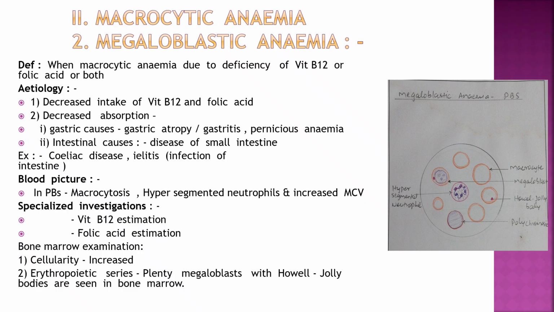Special investigations can be serum vitamin B12 or serum folic acid, or bone marrow examination. In that you can see increased cellularity because of the increased RBC production, and many megaloblasts with Howell-Jolly bodies. A Howell-Jolly body is a pink dot present in the megaloblast in the bone marrow or in the macrocyte in PBS. It is diagnostic of megaloblastic anemia.